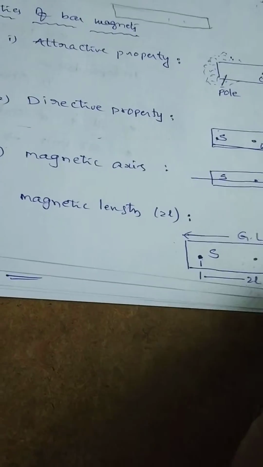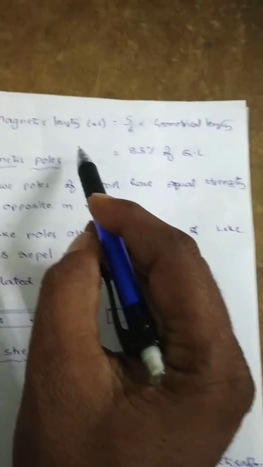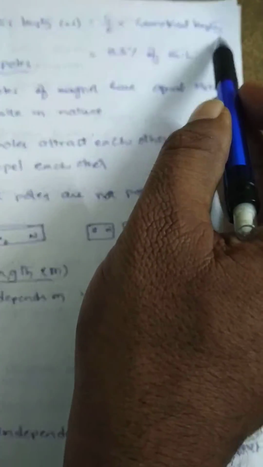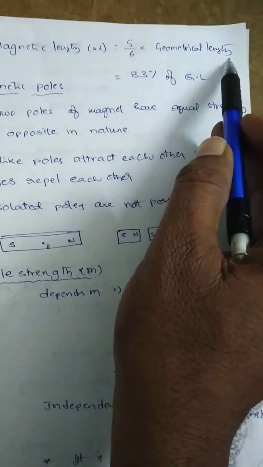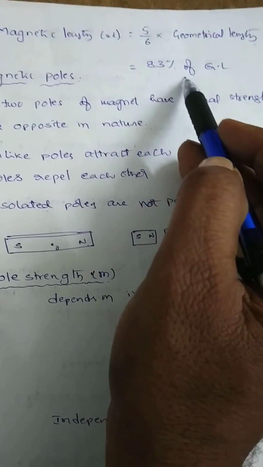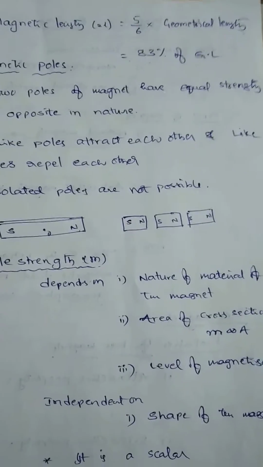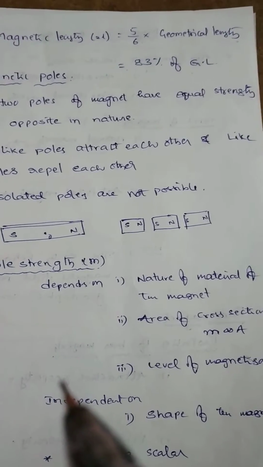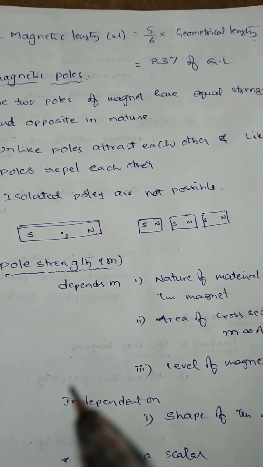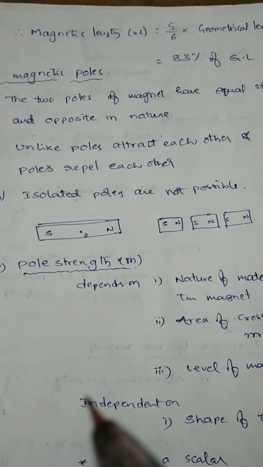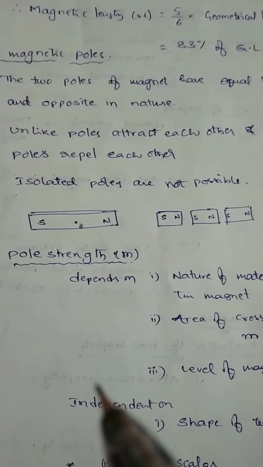Now the relation between magnetic length and geometrical length is, magnetic length is equivalent to 5/6 times the geometrical length. It is an experimental result. That means, in terms of percentage, 83% of the geometrical length. Suppose an iron rod of length 100 centimeters is made as a magnet. Its magnetic length is approximately 83 centimeters.